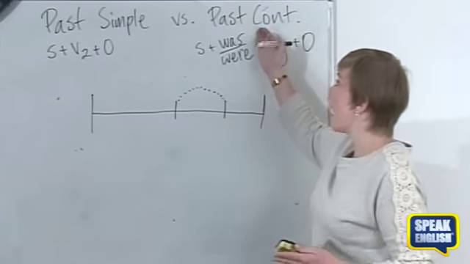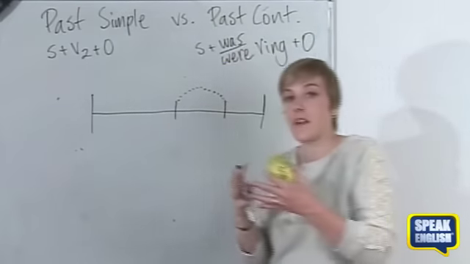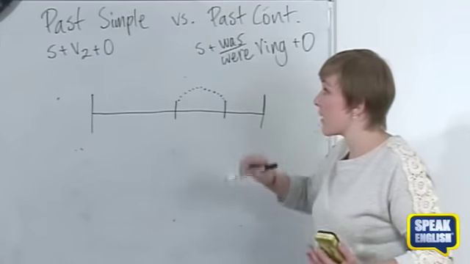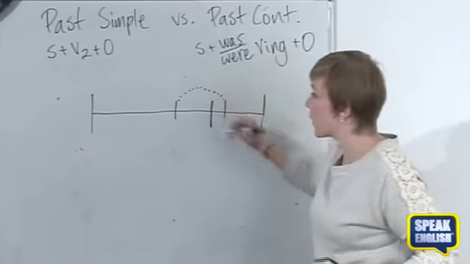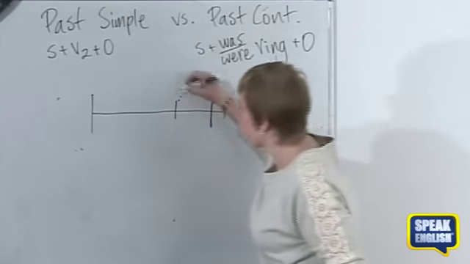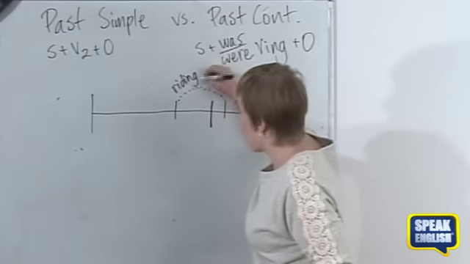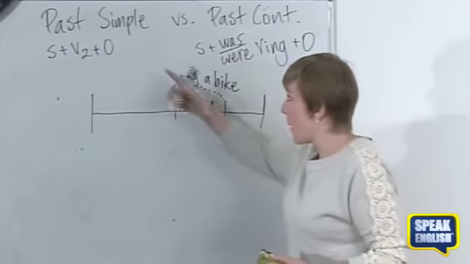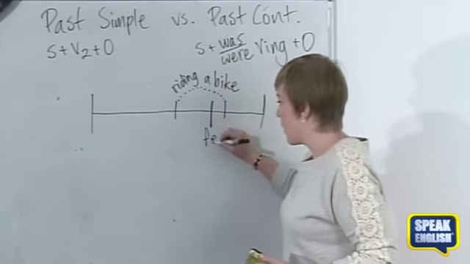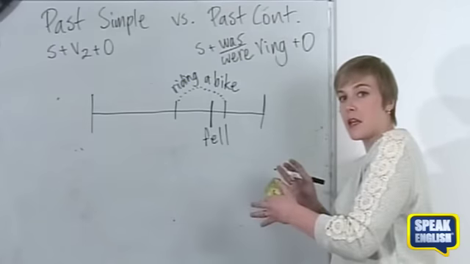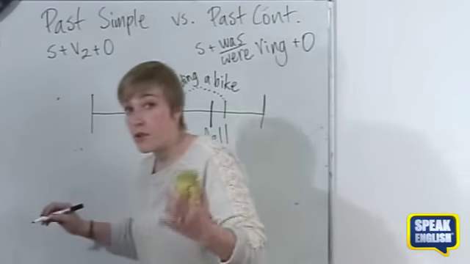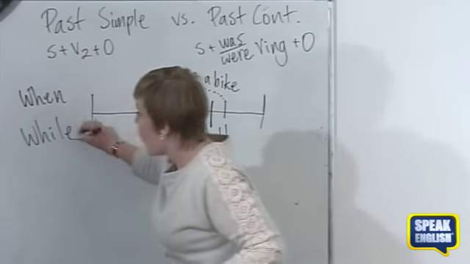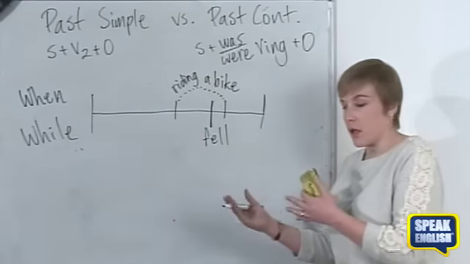So, normally, we will use past continuous and past simple together. So, we'll use past continuous, which will look like this. And then we'll use past simple to represent, for example, here. So, maybe our sentence is riding a bike or riding a bicycle, and our past simple action is fell. So, how can I make this sentence? First, I have to choose. Do I want to use when or while?